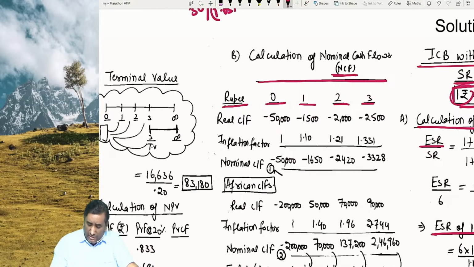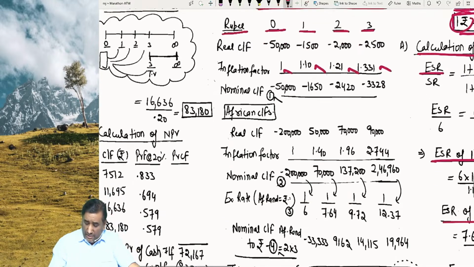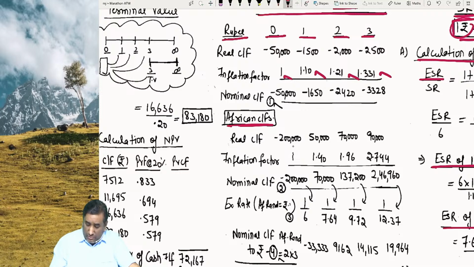So I multiply, I have done inflation factors 1, 1.1, 1.21, 1.331. So what does it mean? A 1 rupee today will become 1.1, a 1.1 after 1 year will become 1.21, a 1.21 after another year will become what? 1.331. So we'll have 50,000, 1650, 2420 and 3328. And then we have the African cash flows 2 lakh, 50, 70 and 90. Inflation factor, a 1 rupee today will become 1.4, then 1.96, then 2.744.